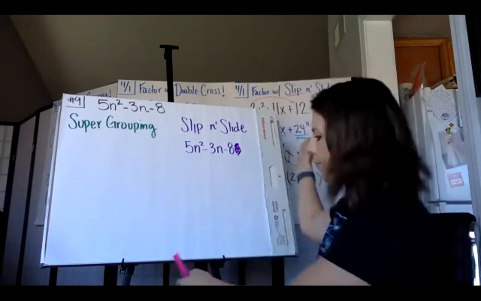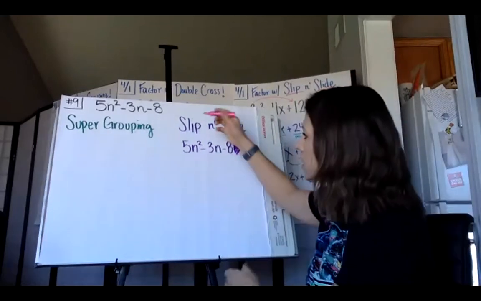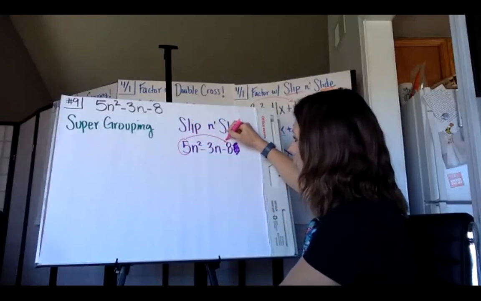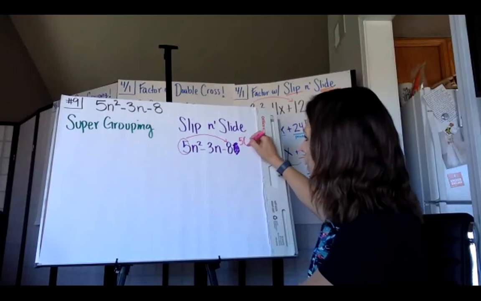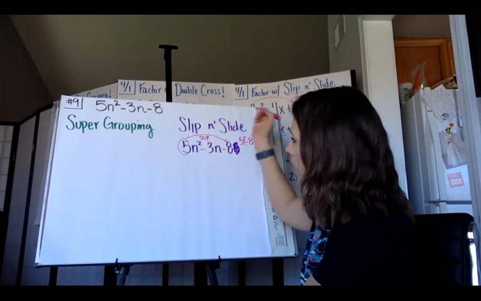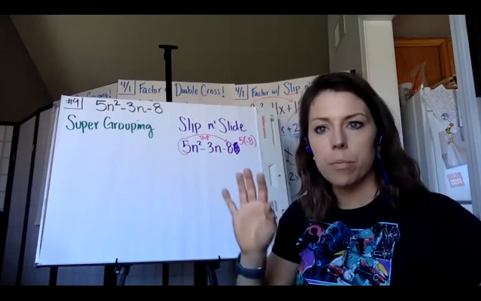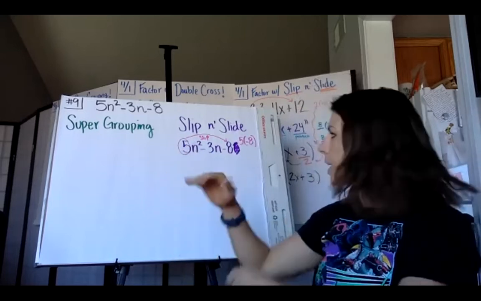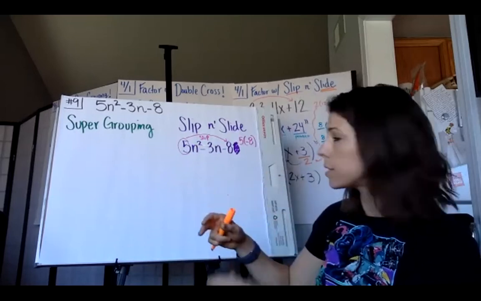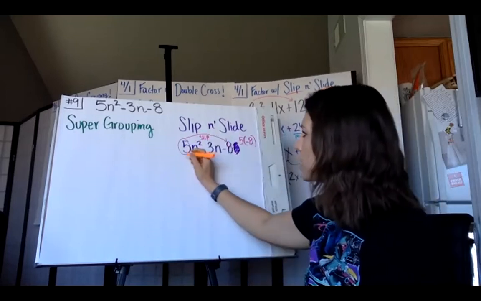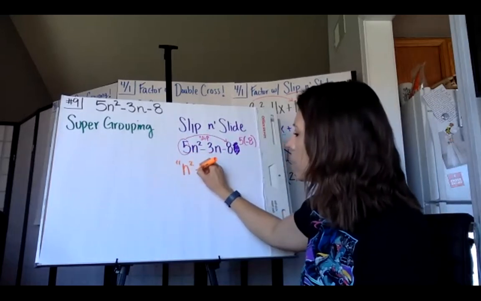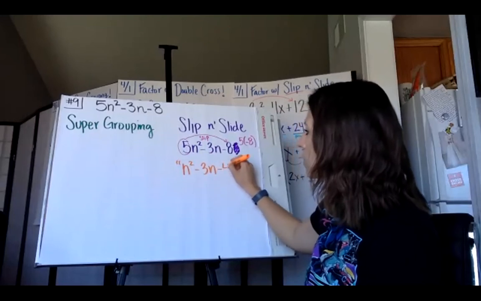Step 1, flip. Flip means take the first leading coefficient and flip it to the end, and flipping basically means I'm multiplying: 5 times negative 8. So that's our flip. Now from here, I'm working in quotations because I'm going to change what the expression actually has in value. I'm changing its value, I'm changing its appearance, and then I'll bring it all back together at the end. So once I flip that down, my expression becomes n squared minus 3n minus 40.